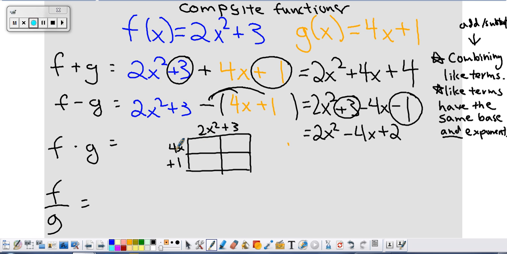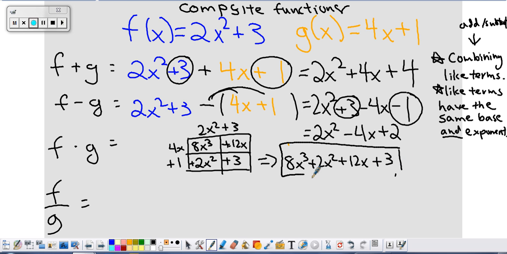So 4x times 2x squared is 8x cubed. 4x times 3 is 12x. 2x squared times 1 is 2x squared. And 1 times 3 is 3. So my answer for multiplying would come out to be 8x cubed plus 2x squared plus 12x plus 3. And notice that there is nothing here to combine, so I am not going to combine it.